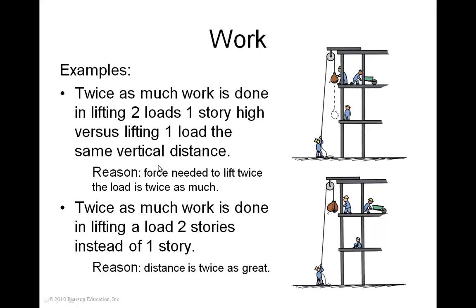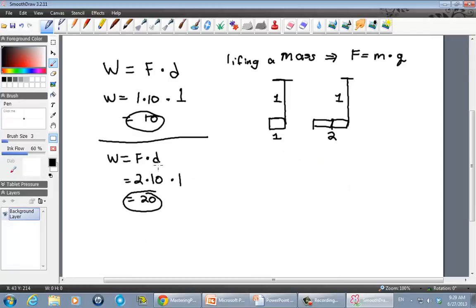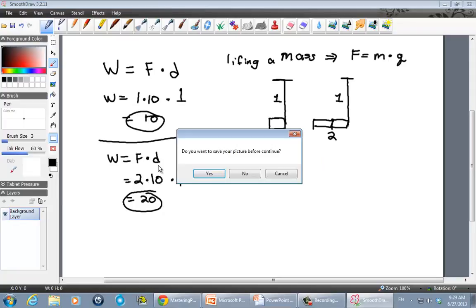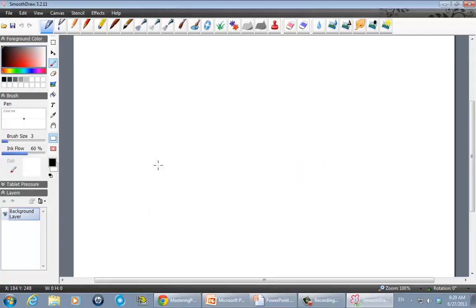Now let's take a look at a different example. Here we're going to lift 1 load 2 stories. So let's take a look and see what the difference is there. Okay, so in our first example, we're going to lift 1 mass 1 story. In our second example, we're going to lift the same mass 2 stories. So let's just call this mass 1 and this mass 1 and this distance 1. Then this distance will be 2.